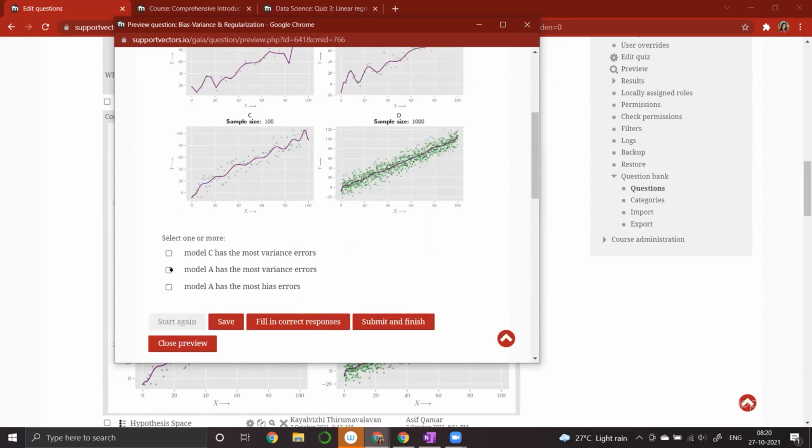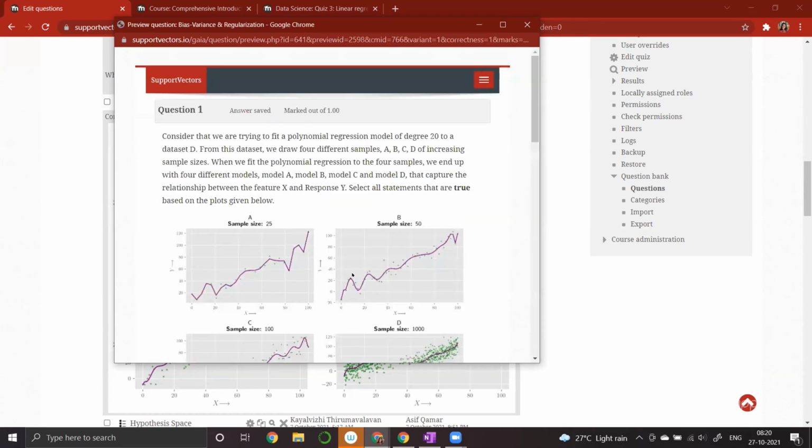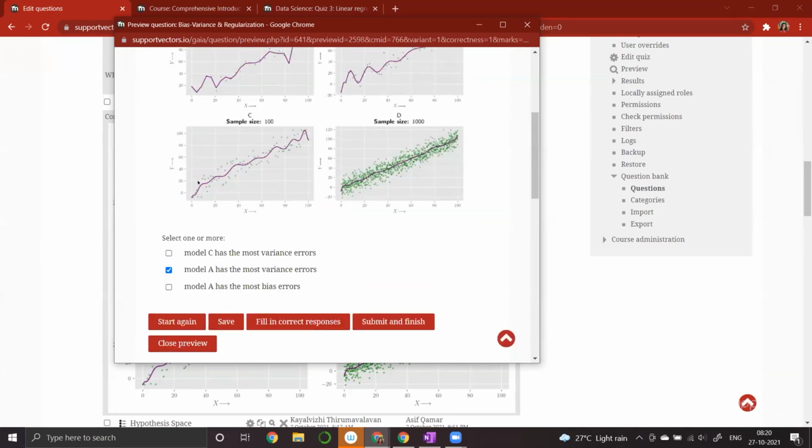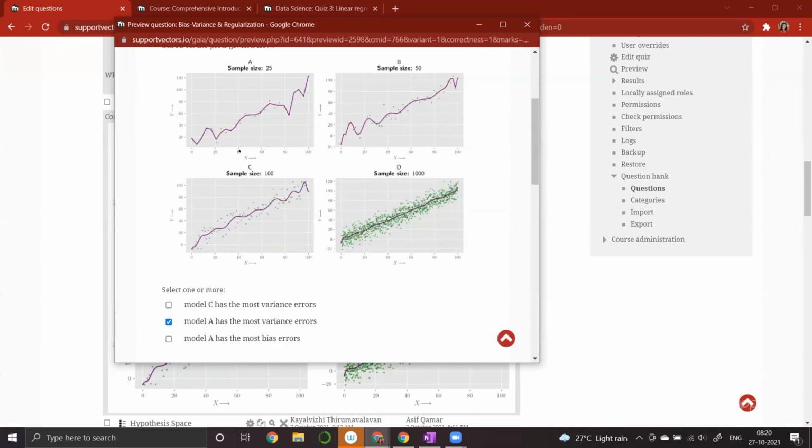And so we know that model A has the most variance errors. Model C has comparatively lesser variance errors compared to A. It is slightly more regularized since we have trained it with more data. And model A has the most bias errors. That is not true, because this is not underfitted, but rather overfitted, and we will see a lot of variance errors.